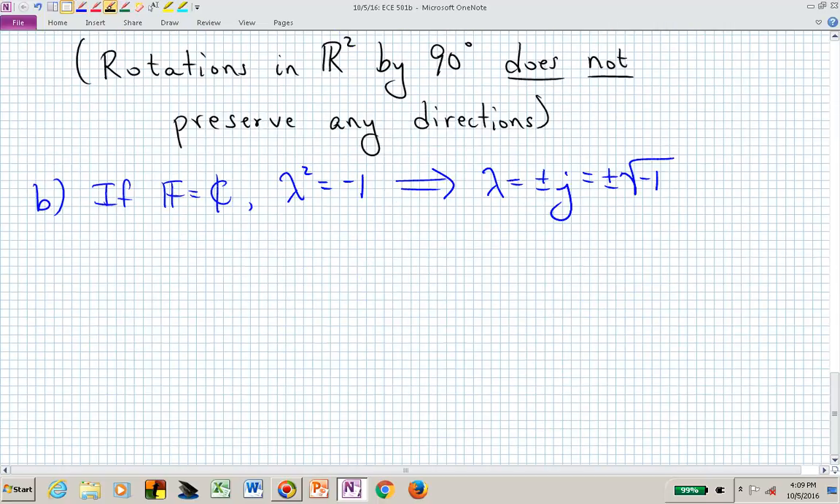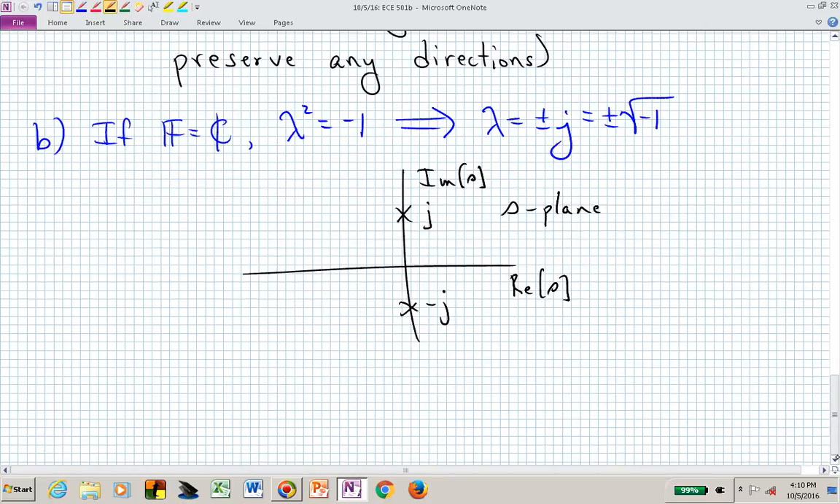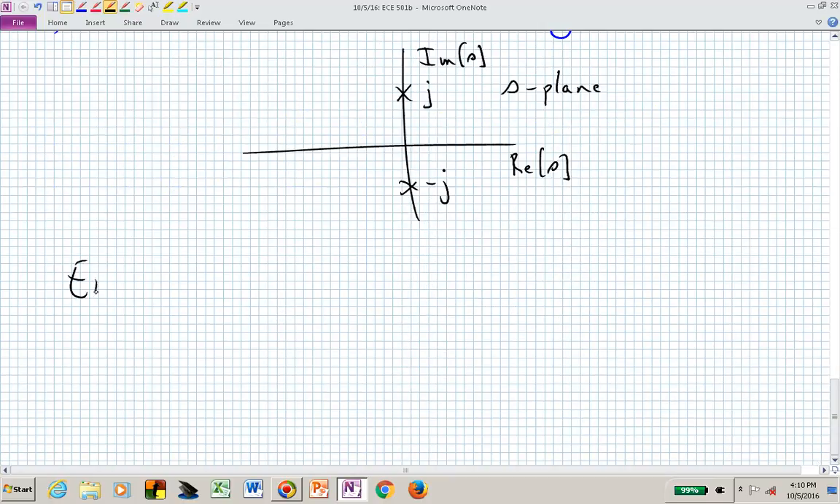And now if you wanted to think about that visually, maybe you might be thinking of a complex plane where you have the real axis and the imaginary axis. This particular linear map corresponds to having eigenvalues on the imaginary axis. No real part, and plus j and minus j for the eigenvalues, and those are distinct eigenvalues. What about the eigenvectors?